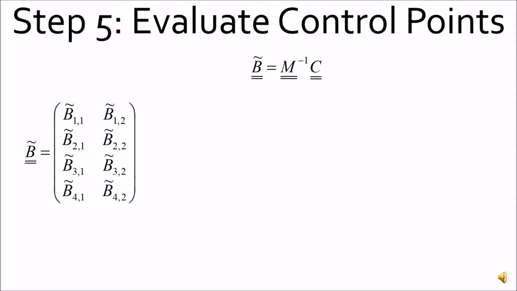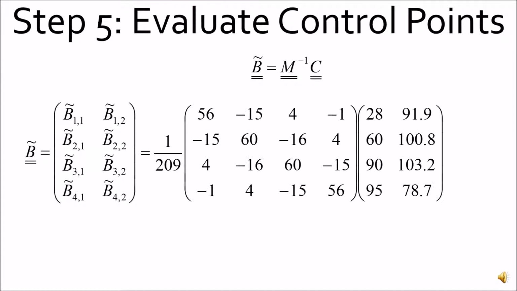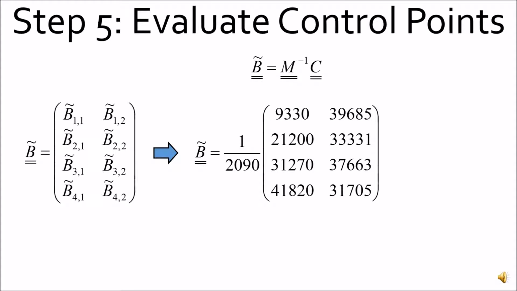So how do we evaluate the B matrix? Well, it's just using the two matrices we've already evaluated. We need to multiply the inverse of the M matrix, that's the inverse of the 1, 4, 1 matrix, by the C matrix that we've evaluated, and that will give us all these B tilde points. I'm not going to run through all the matrix multiplication, but the result is as follows. So this is the B tilde matrix. It looks like they're large numbers, but there's a factor of 2090 out the front, so they're all between 1 and 20, most of these values.